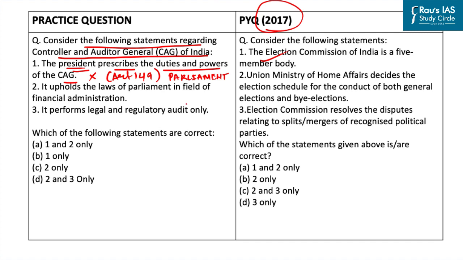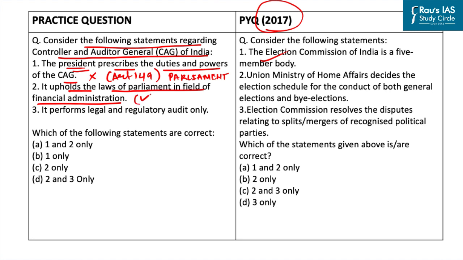And accordingly, the Parliament has enacted the CAG Duties, Powers and Conditions of Service Act, 1971. So it is the Parliament that prescribes the duties and powers of the CAG and not the President. Moving on to the second statement, it says it upholds the law of Parliament in the field of financial administration.